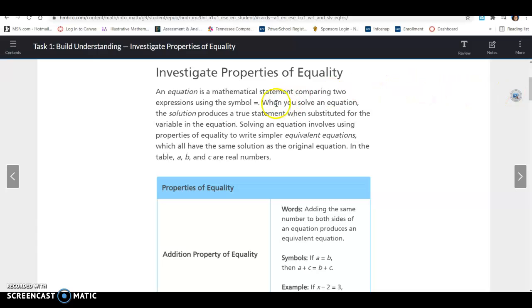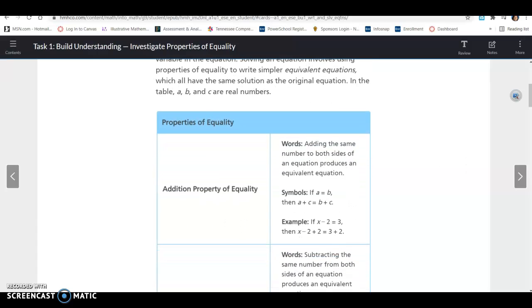An equation is a mathematical statement comparing two expressions using the equal symbol, and you all know what the equal sign is. When you solve an equation, the solution produces a true statement when substituted for a variable in the equation. Solving an equation involves using properties of equality to write simpler equivalent equations, which all have the same solutions as the original equation. In the table, A, B, and C are real numbers.